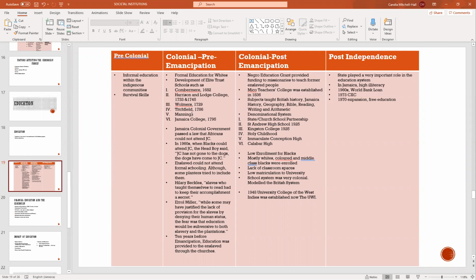So for example, in Barbados, you have Combermere, which was developed in 1682. Barbados, again, you have Harrison's and the Lodge College, two different schools. Harrison College was 1733. Lodge was 1745. In Jamaica, Wolmer's, which was the first, 1729. Titchfield in Portland, 1786. Manning's in Westmoreland. Jamaica College in St. Andrew, 1795. These were the early schools in the Caribbean that cater only for whites.